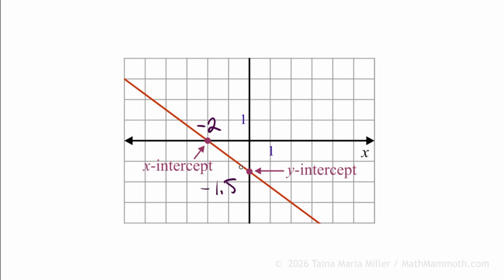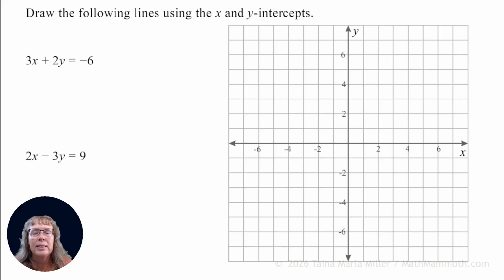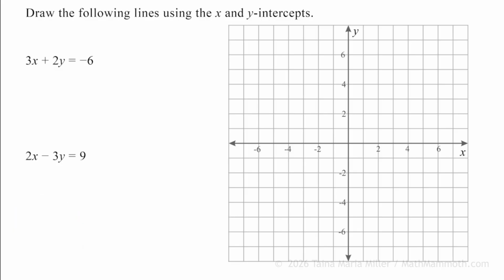We can use these 2 points to graph lines that are given to us in the standard form. If the equation is in the standard form, then we can use the x-intercept and y-intercept to graph the line, instead of using slope and y-intercept, or instead of using 2 other points. Let's take a look at that now with these examples. Draw these lines using the x and y-intercepts.